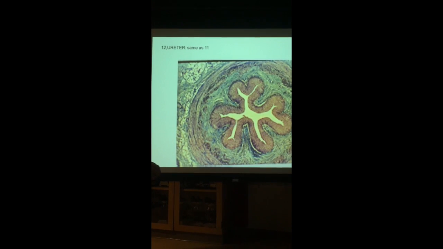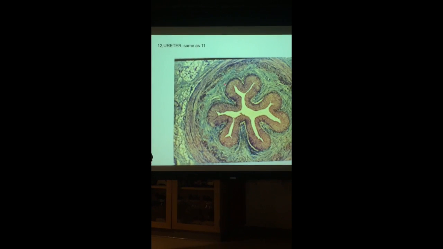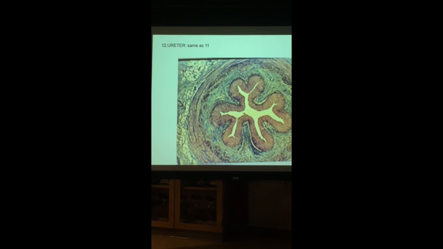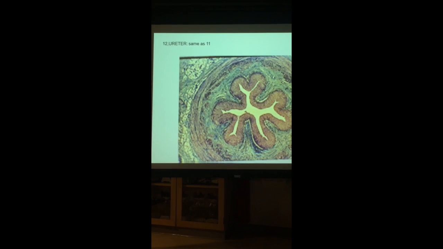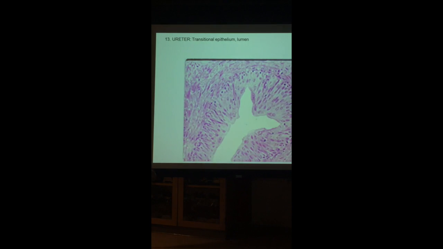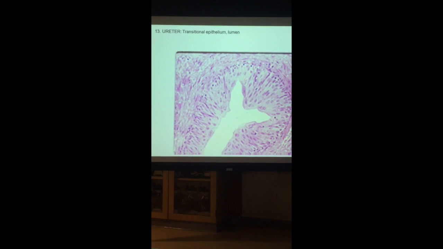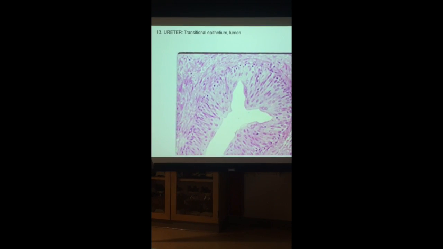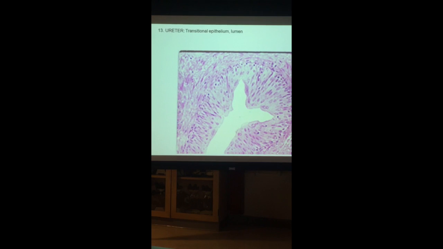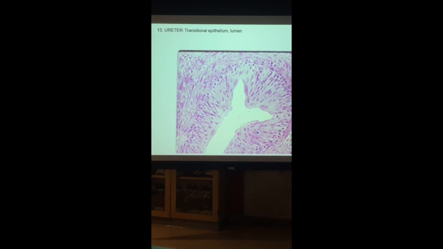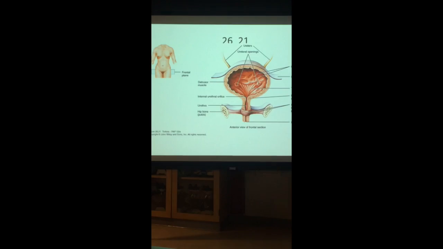Again, here's a ureter. Here's the lumen, transitional epithelium, muscularis here, and adventitia here. You okay with the red dots? All right. Transitional epithelium, right? Some are small, some are large, and it changes when you have peristalsis from the muscular layer.